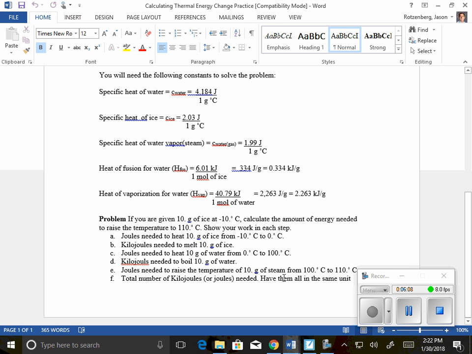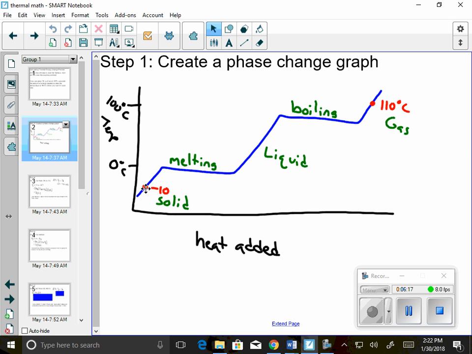So what I'm going to do first is step A. I'm going to calculate the joules of energy needed to heat the 10 grams of ice from negative 10 degrees Celsius up to 0. So that would be doing this step right here.